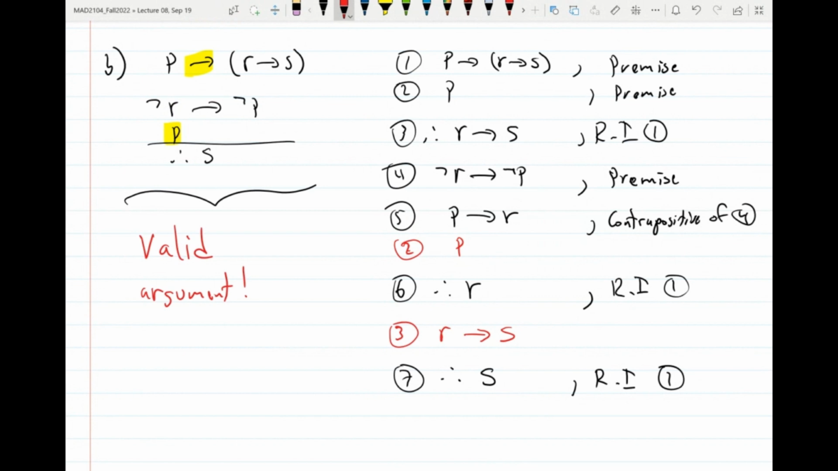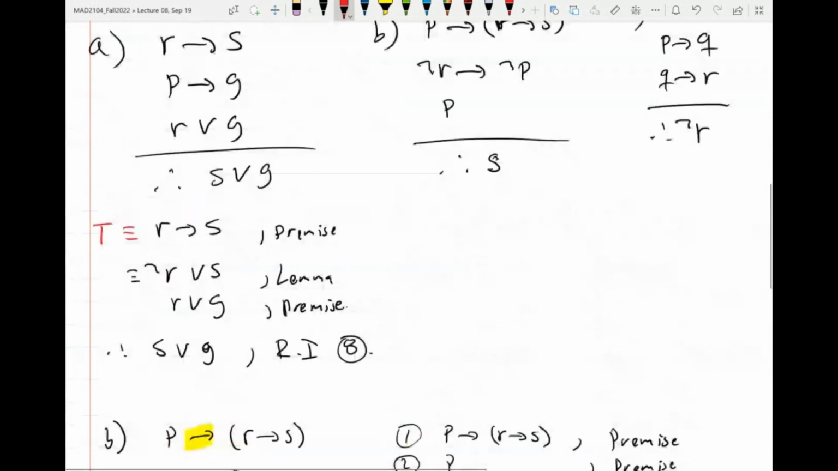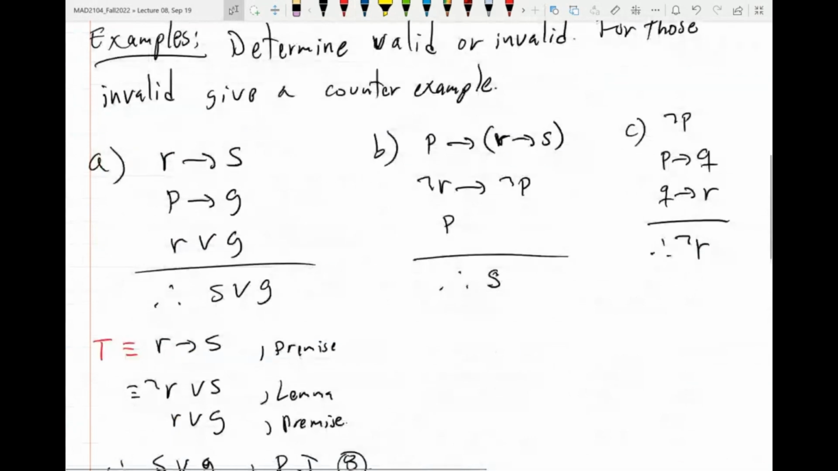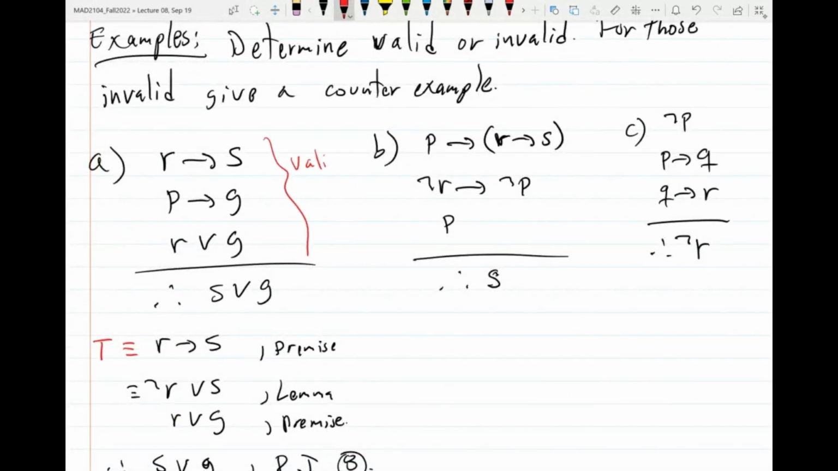Do you understand this? Again, you need to sit down and do problems. If you don't do problems, just looking at this, there is no way that you can manage this. But you have to practice. Okay, so that was B. So this one was, let's see, this one was valid. This one also is valid.